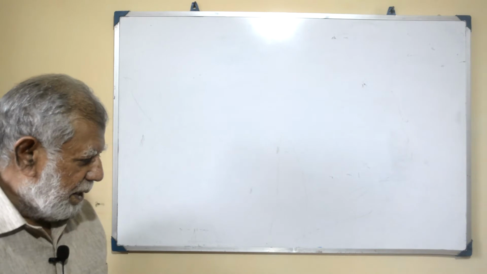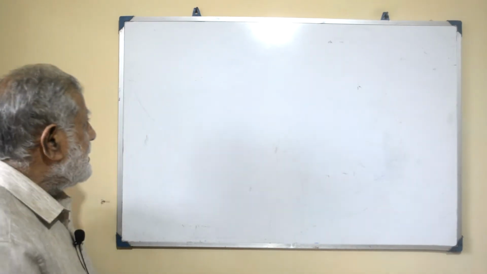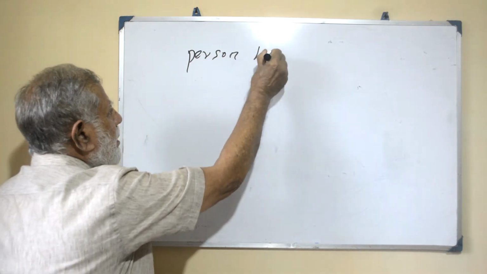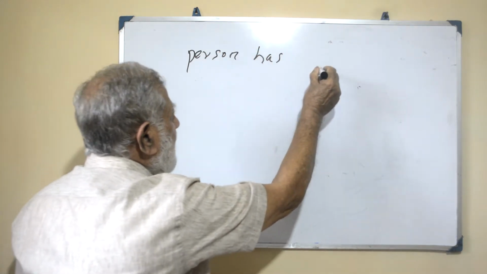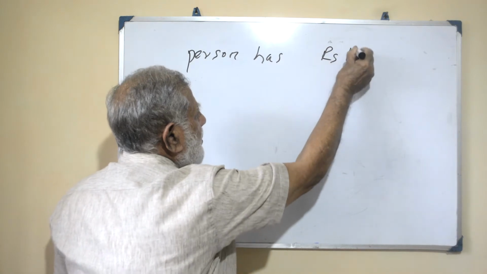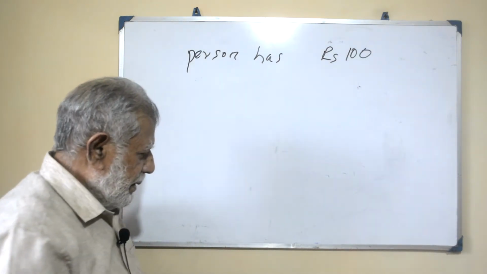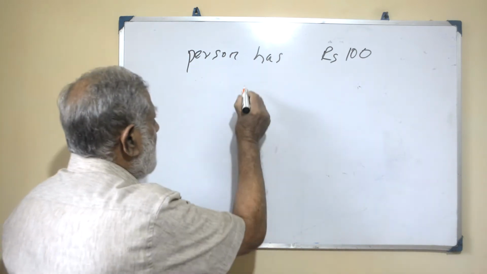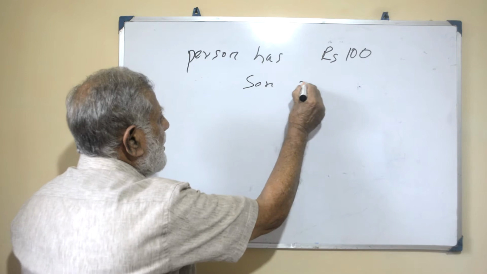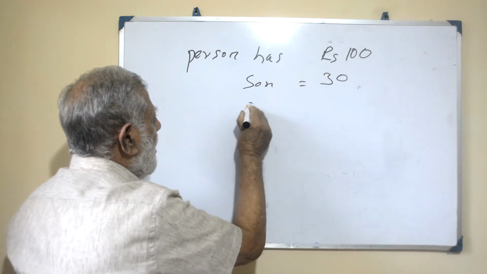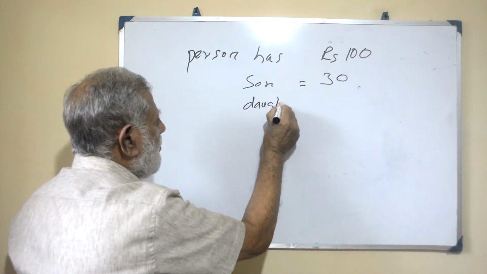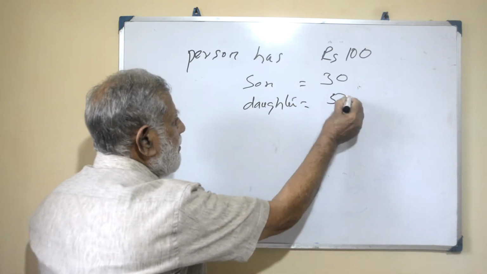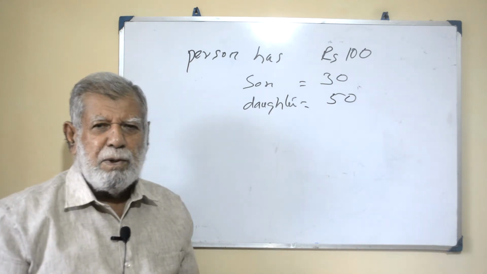I'll give an example. For example, a person has rupees 100. From this money, he gives his son 30 rupees. We will say, son equals 30 rupees. And to his daughter, he gives 50 rupees. The question is, how much money is remaining?